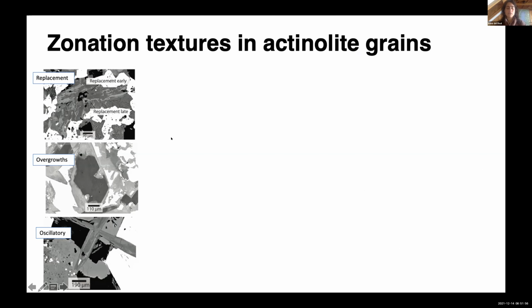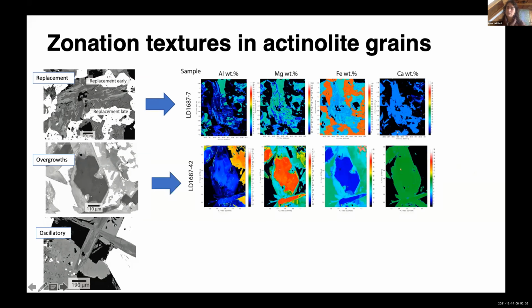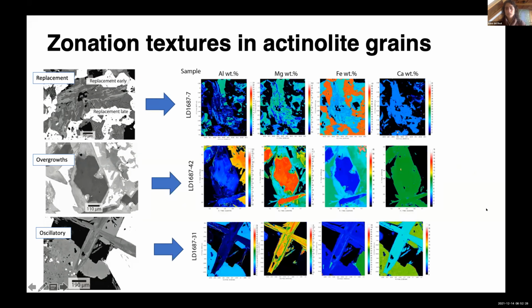Just looking at BSE images, we can see that we have replacement textures, overgrowth, and oscillatory textures in these different grains. Some of them are very dramatic, as we can see in this grain over here that I'm going to be showing quite a bit. So the next step was to see if we could relate these zonations to differences in composition. And yes, we see immediately using WDS quantified maps that we have differences in aluminum, magnesium, iron, calcium, just to give some examples. So these are all major elements. Same thing for this other grain and so on.